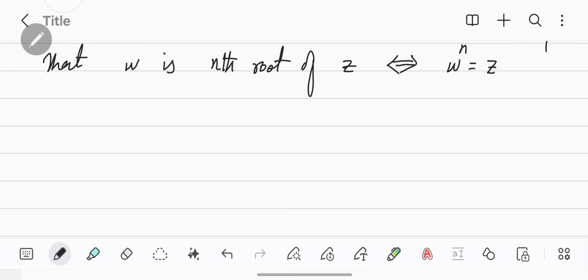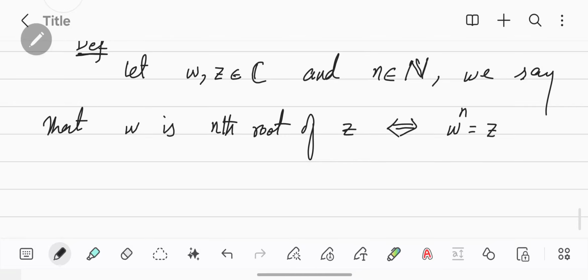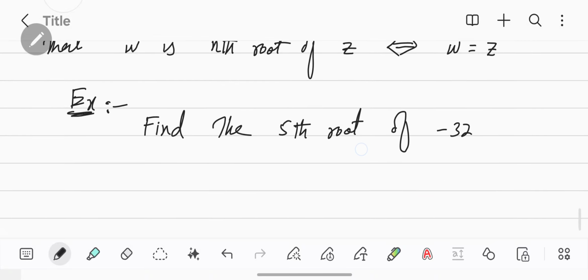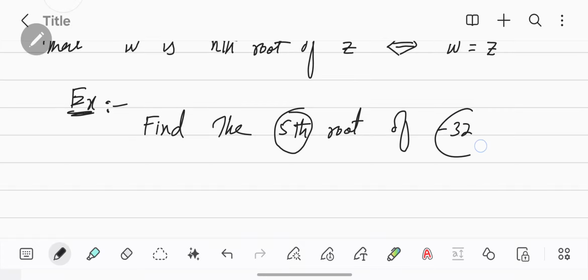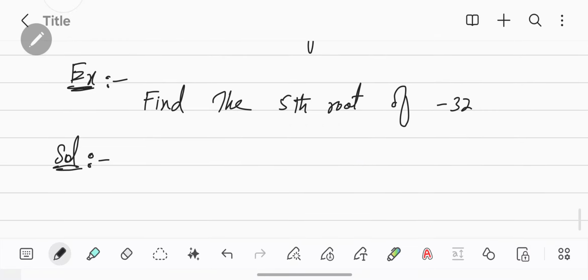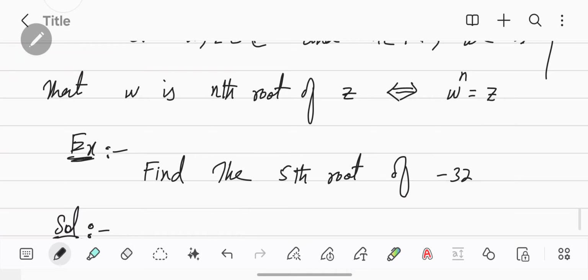So let's do an example. In this example, we will explain if you have a complex number, then how you can find its nth root. So here you have an example. You have to find the fifth root of negative 32. So in order to find the fifth root of this number, we have to apply the definition.